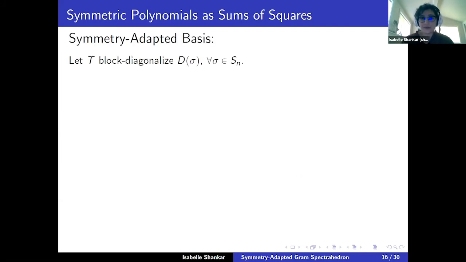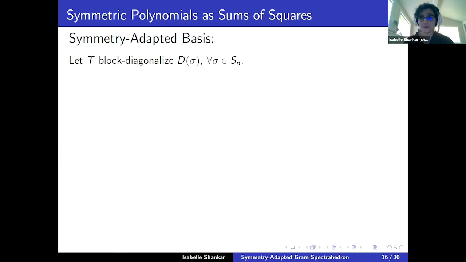We can also consider what we call a symmetry adapted basis. So rather than looking at the monomial basis or some other basis, we'll specifically choose a basis of the space of degree D polynomials in N variables such that we can take advantage of certain properties. In particular, I'll calculate the change of basis matrix T that does this.